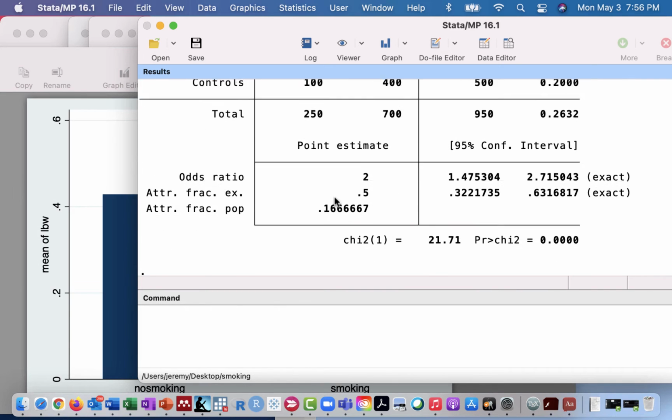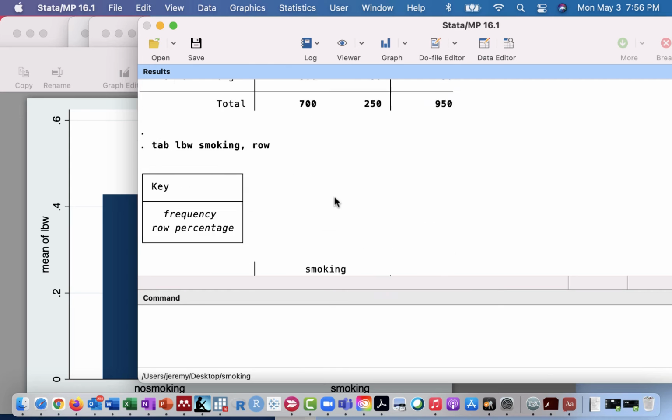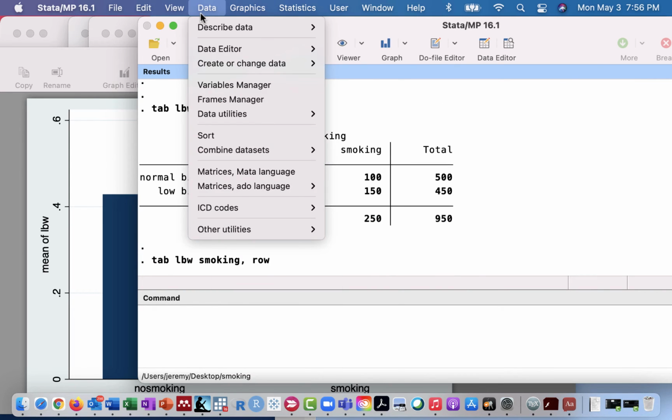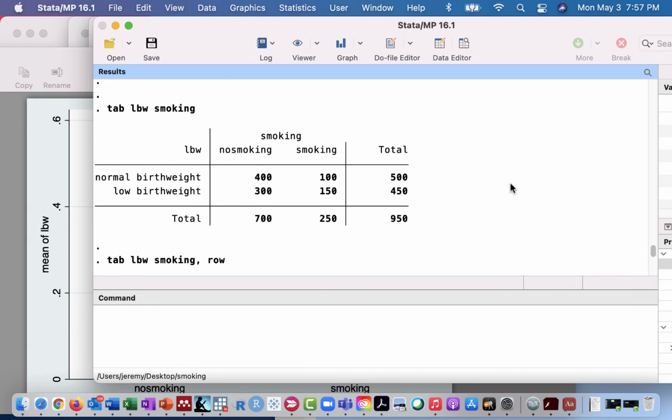So that was where I was making the data there. Let's go back and look at what we have here. So we open the data, and you see that there were a total of 950 people in the study. 400 were the mother did not smoke and they were normal birth weight. 300, the mother did not smoke and they were low birth weight. 100, the mother smoked and they were normal birth weight. And 150, the mother smoked and they were low birth weight.